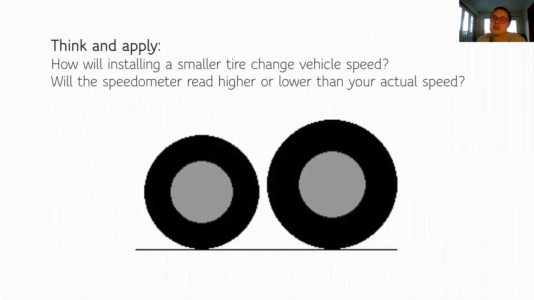All right, I have another think and apply question. And of course, we're going to do a math equation to talk about this one as well. There are a couple questions, at least one question in SAM that gets you to think about this one. How will installing a smaller tire change your vehicle speed? Now, where does this question come from? This question comes from personal experience.